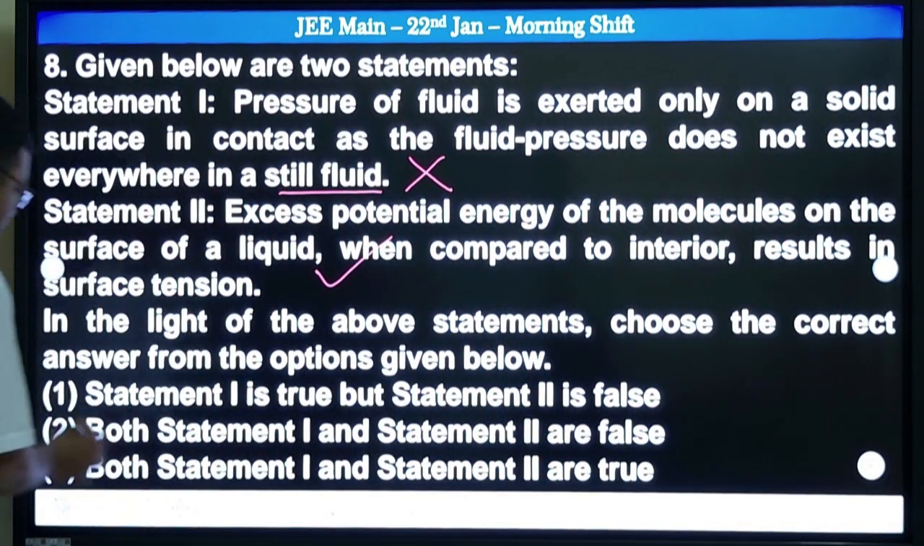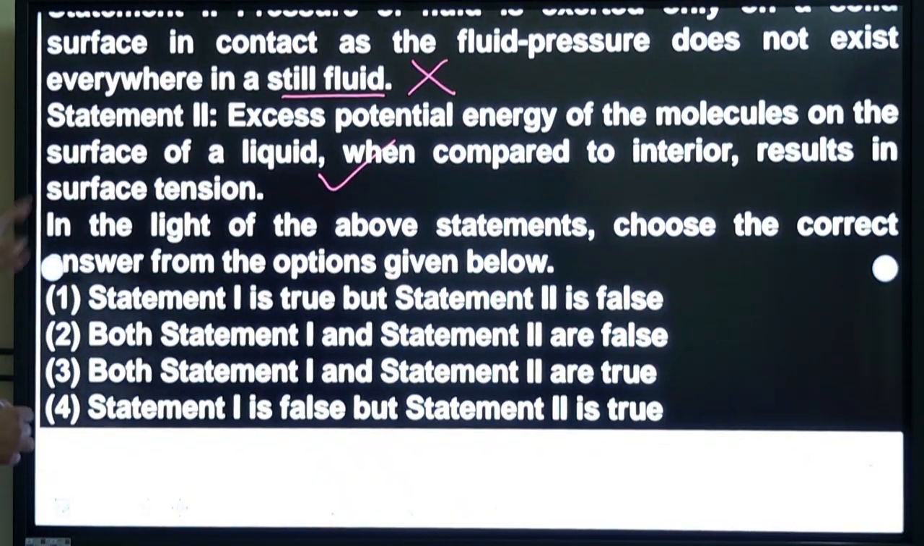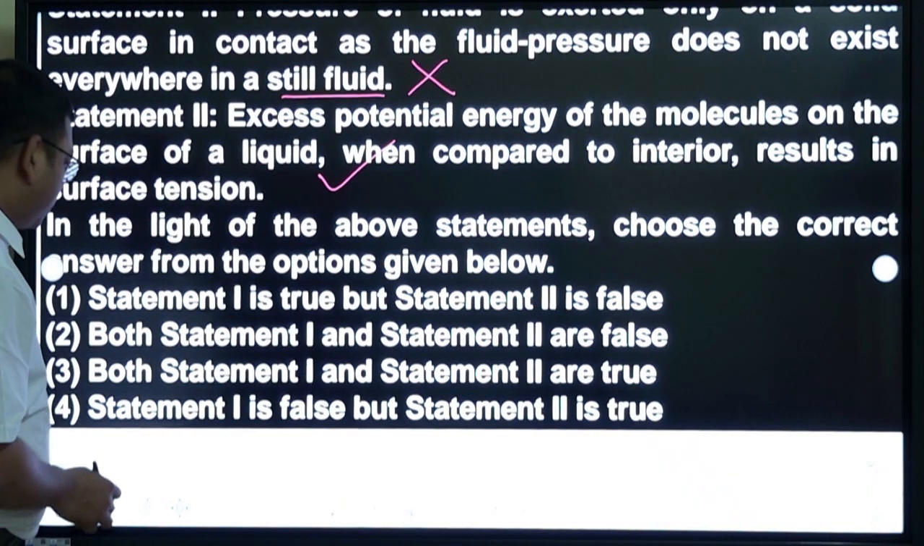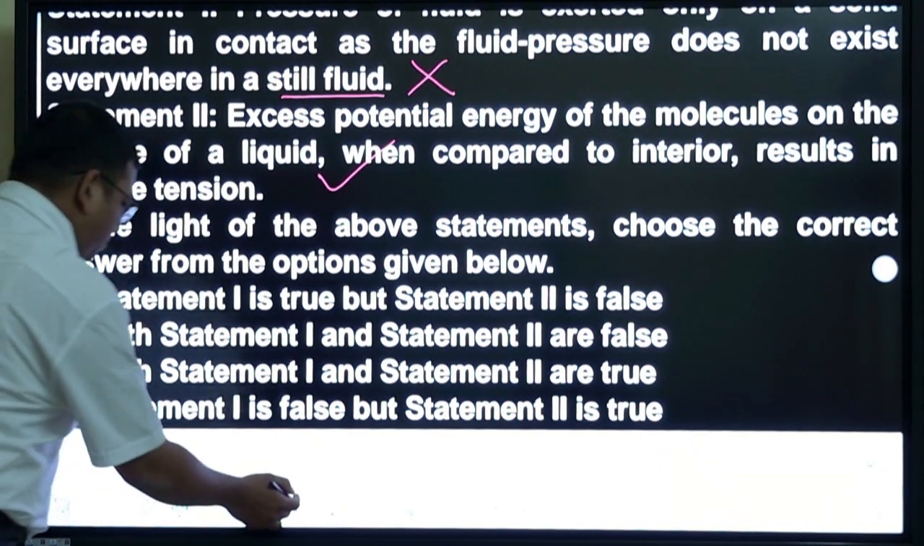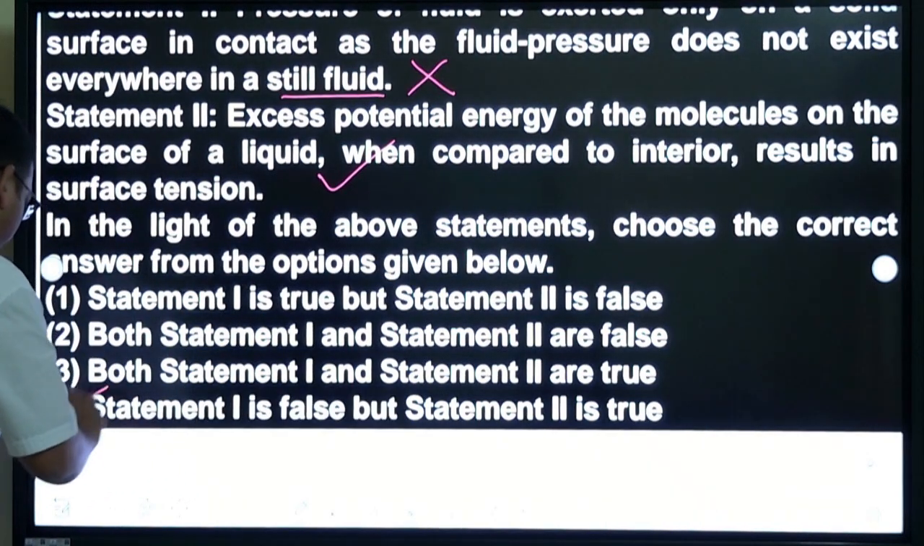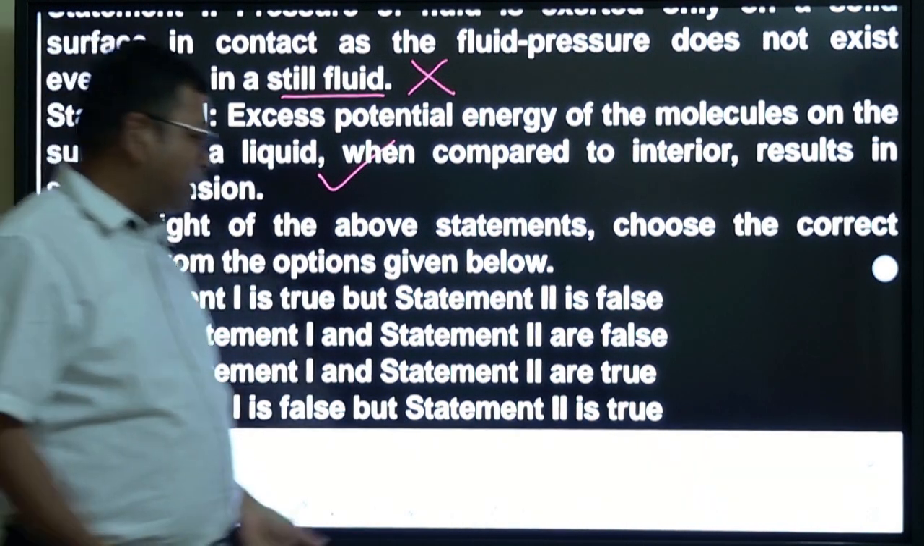Let us see that. First is wrong. Statement first is wrong. Statement second is correct. So statement first is wrong. Second, fourth, option number 4. Yes, this is what we can choose. Let us move next.